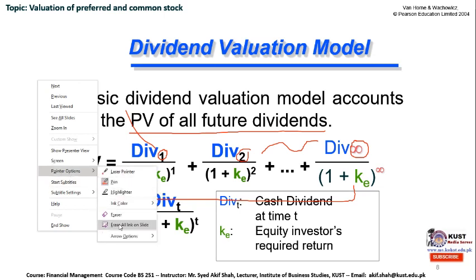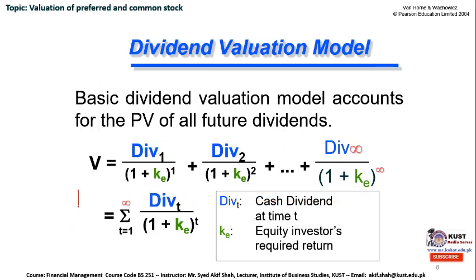Another way around, we can also write the above formula in this shape, where t starts from 1 up to infinity, and we discount the given dividend up to time t with the relevant equity investors' required rate of return. Here KE represents the equity investors' required rate of return, and Div subscript t represents the cash dividend at that particular time.